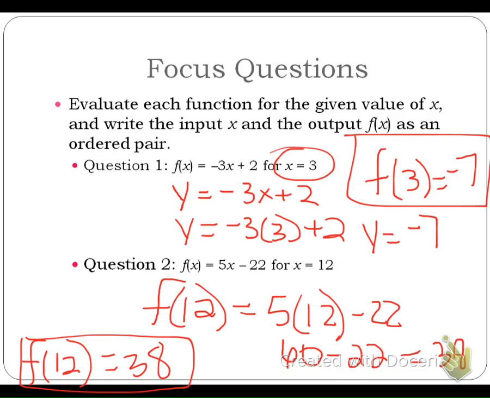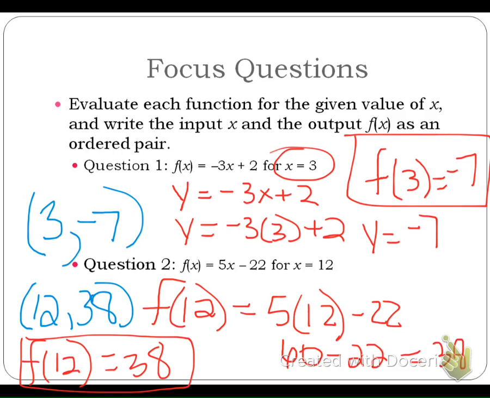Now I did just notice in the directions, they want you to write the answer as an ordered pair. So once you find your function's answer, the ordered pair would be the x value first. So in question number 1 it would be 3, comma, your y value, negative 7. Question number 2, the ordered pair would be 12, comma, 38. So make sure you look for that in your directions, writing it as an ordered pair.